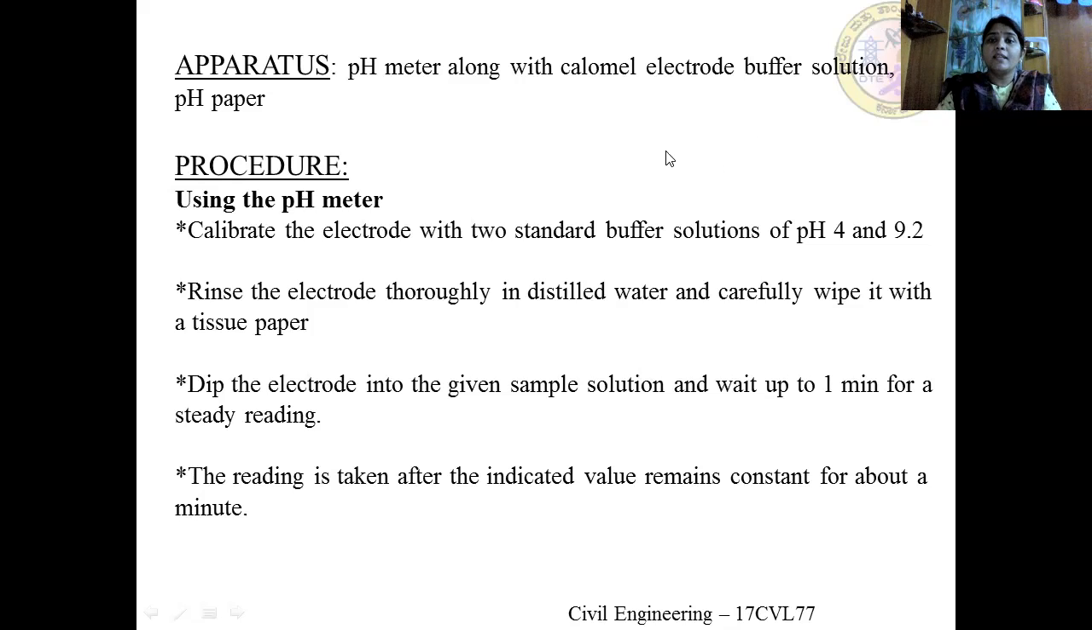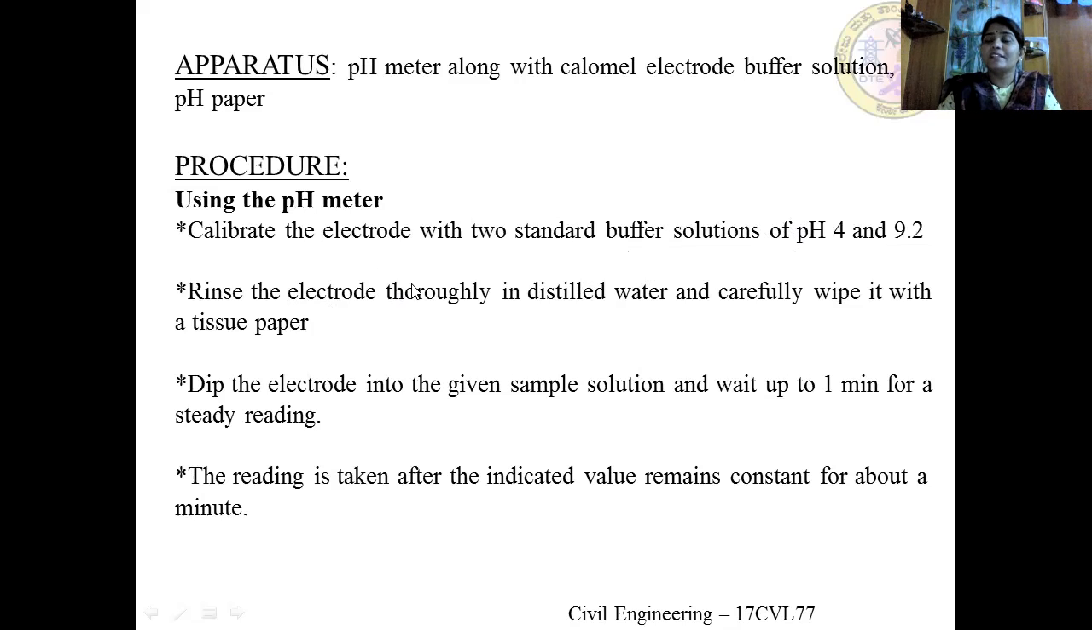So what is this buffer solution going to do? It is going to help us set the instrument to that particular pH value so that the instrument gets ready to check the pH of any given water sample. So first step, we calibrate the electrode with these standard buffer solutions of pH 4, 9.2, 4.1. We can prepare a buffer solution of any pH and we can calibrate our instrument by immersing the electrode in that.